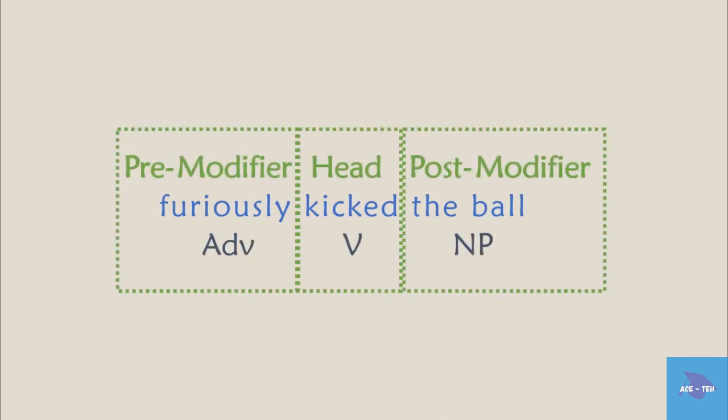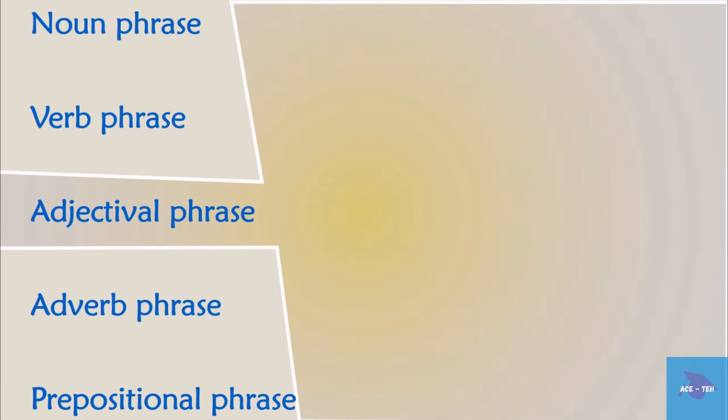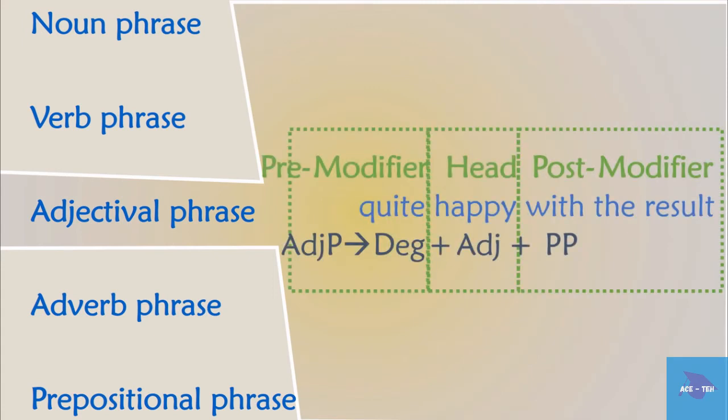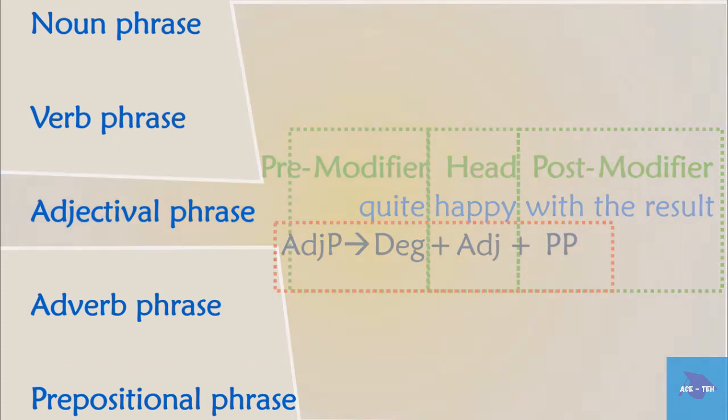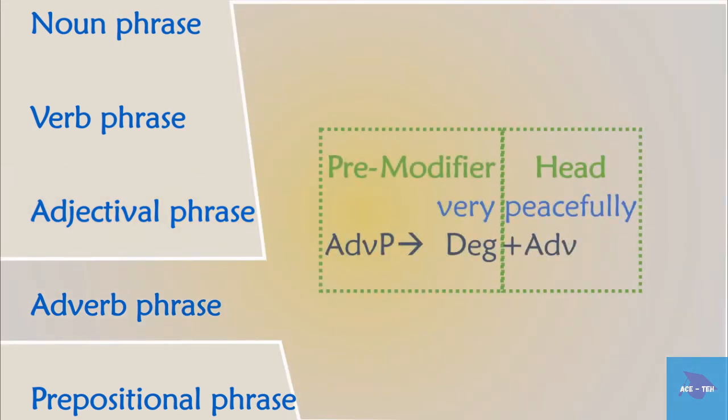Here, kicked is the verb. We have an adverb as a pre-modifier and a noun phrase as post-modifier. How do we represent this as per phrase structure rules? Yes, a phrase can have another phrase inside it. Let's see an adjectival phrase. Quite happy with the result. Check the head and the modifiers. See the constituents of the phrase. Now let's see an adverb phrase. An adverb phrase can have a degree word and an adverb in it. See the examples.